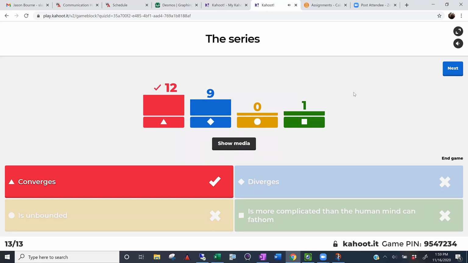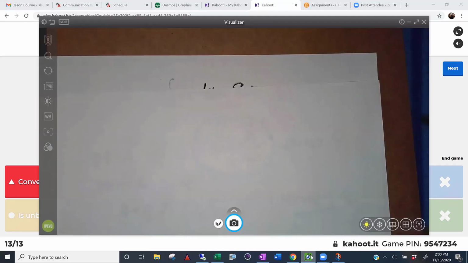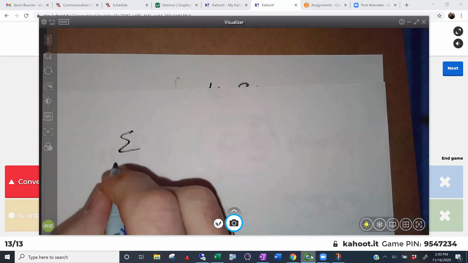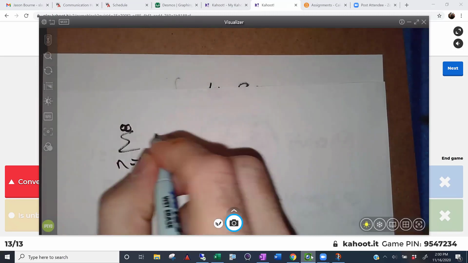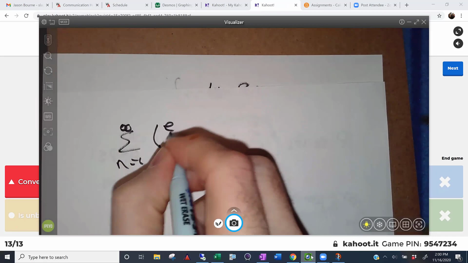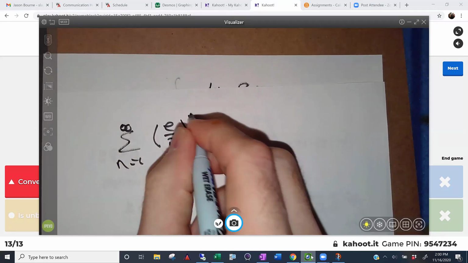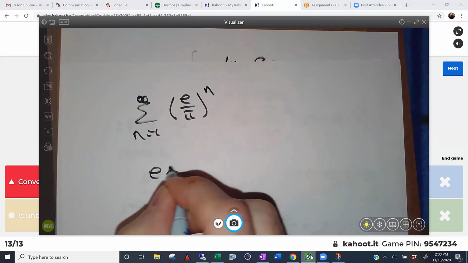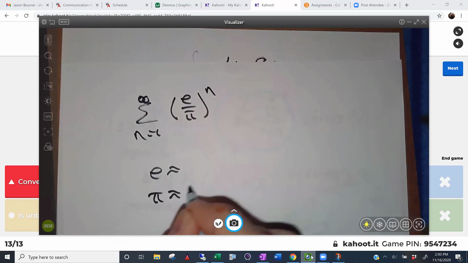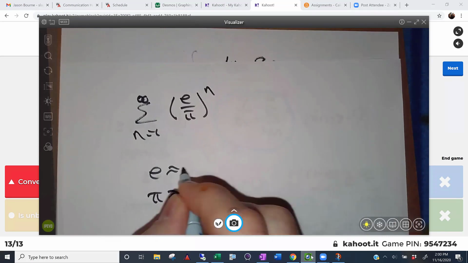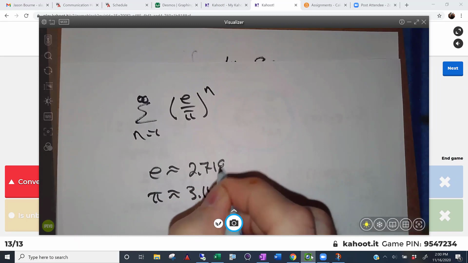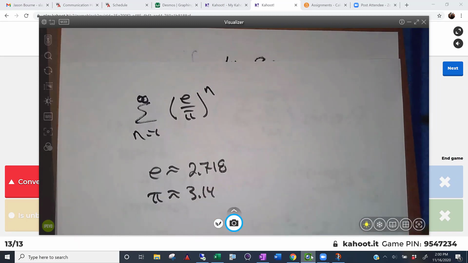Wow, kind of a split on this one. So for this last one here, it was this one. Sum from n equals 1 to infinity. It was e over pi, right? Correct. E and pi. 3.14, 2.718, etc. That's all we need.